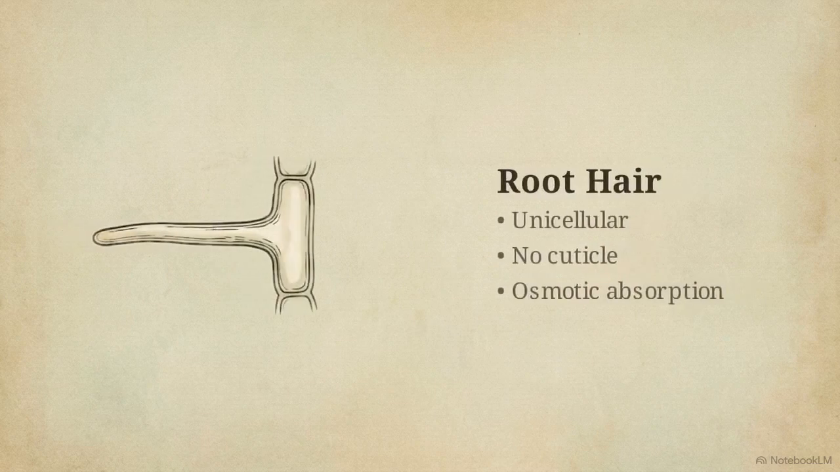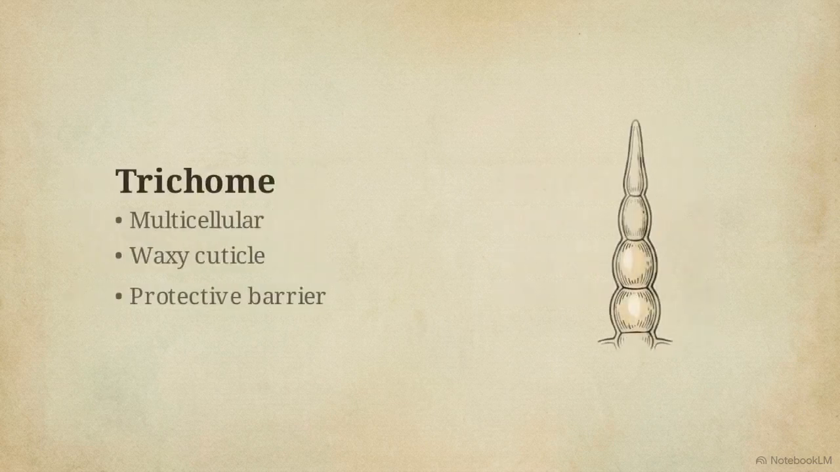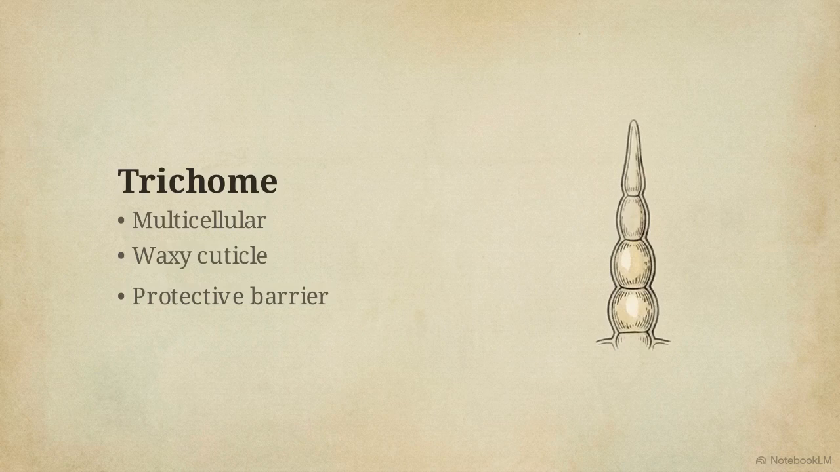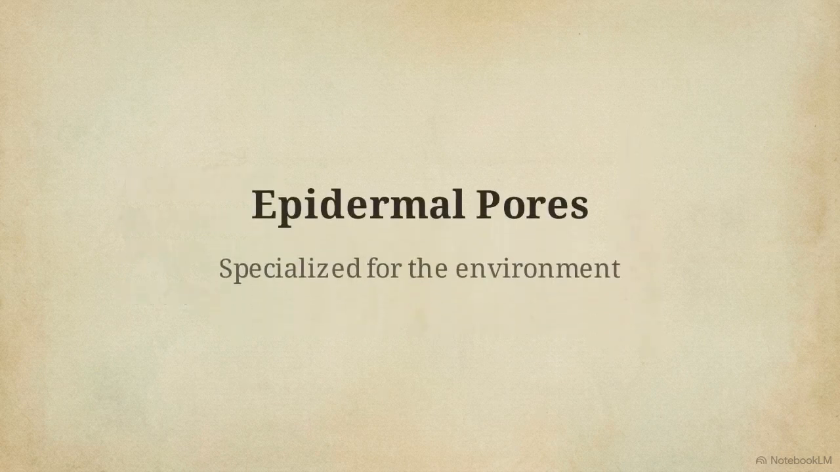Root hairs are single, uncuticularized cells built for the rapid osmotic absorption of water and minerals. Stem hairs, or trichomes, are usually multicellular and coated in a waxy cuticle to protect the plant and prevent water loss. The epidermal pores are also specialized for their environment.